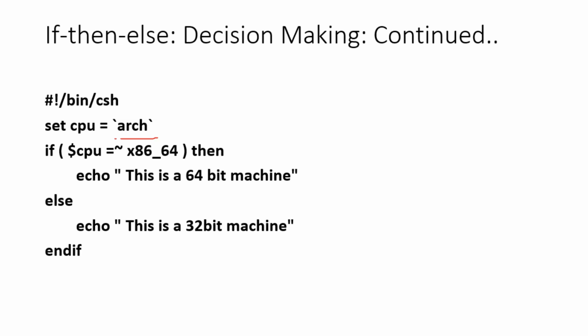The value is pattern matched to x86_64. And if there is a match, you see this is a 64-bit machine. If the value of CPU variable is other than x86_64, the statement this is a 32-bit machine is displayed.